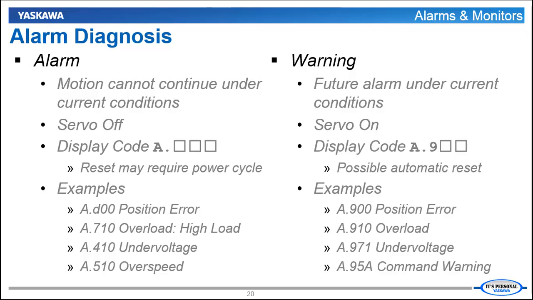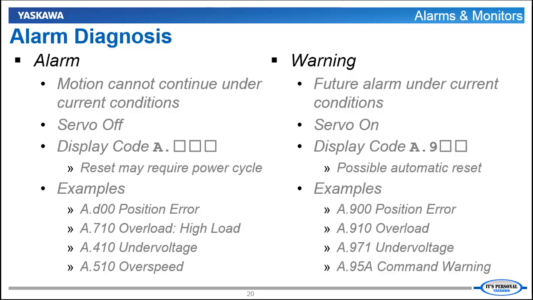That's the alarm code. A few examples are, as we saw, AD00, position error, overload, undervoltage, and overspeed. A warning, however, is a prediction of a future alarm given the current conditions. If there's a warning, the servo stays on and motion will continue, but a warning code is displayed also beginning with A, but followed always by 9 and then 2 more digits. This way the controller can be programmed to detect the warning and respond accordingly in order to avoid the alarm and the downtime associated with recovering from that alarm.